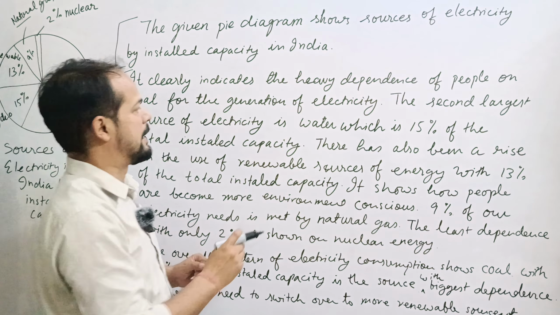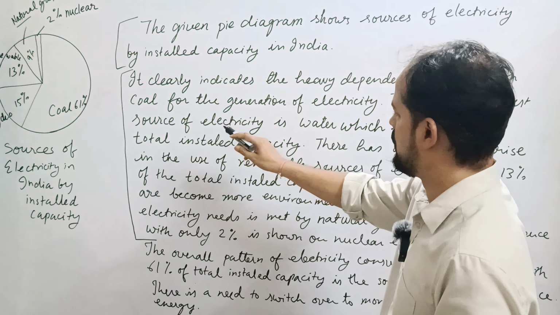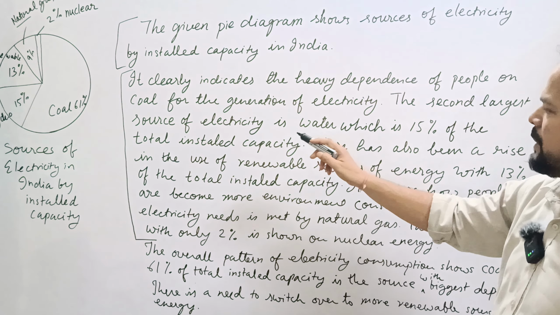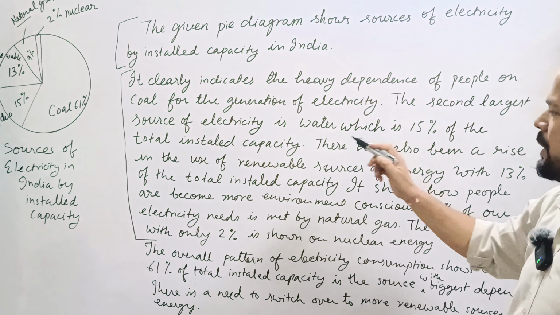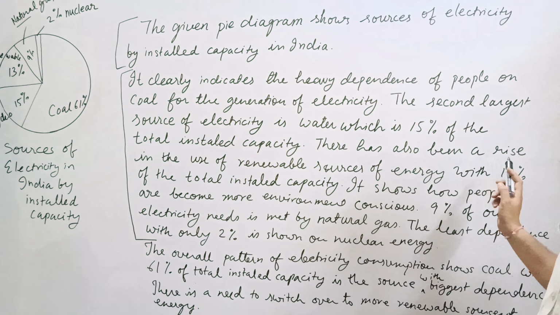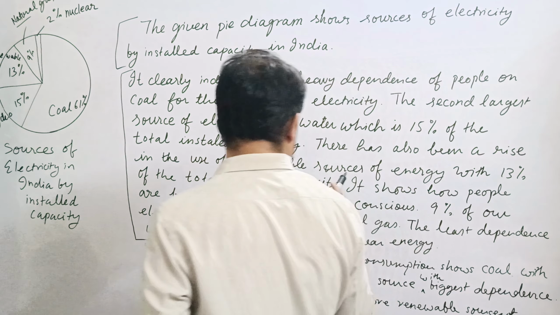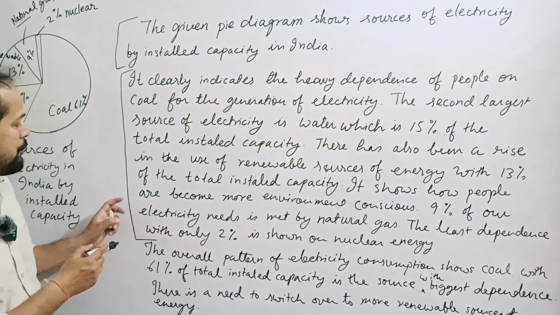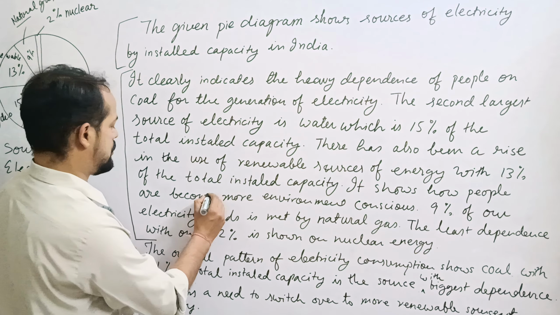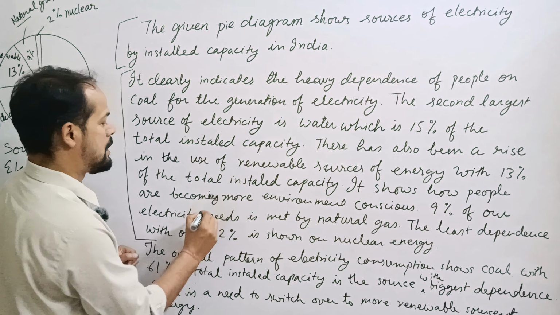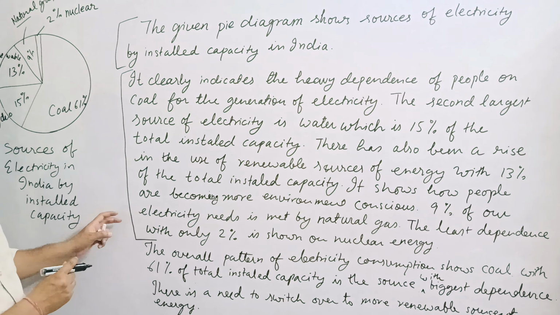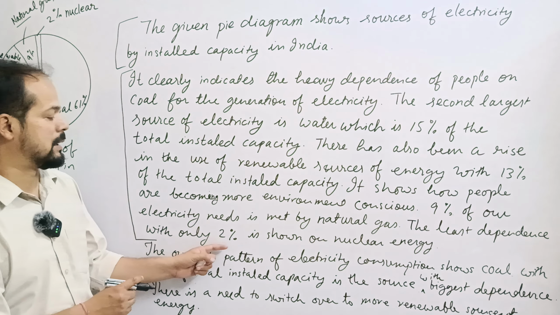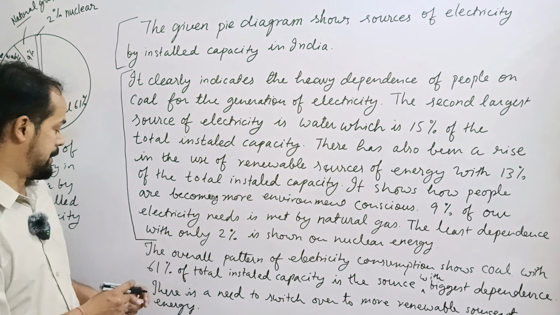It clearly indicates the heavy dependence of people on coal for the generation of electricity. The second largest source of electricity is water, which is 15% of the total installed capacity. There has also been a rise in the use of renewable sources of energy with 13% of the total installed capacity. It shows how people are becoming more environment conscious. 9% of our electricity needs are met by natural gas. The least dependence, with only 2%, is shown on nuclear energy.